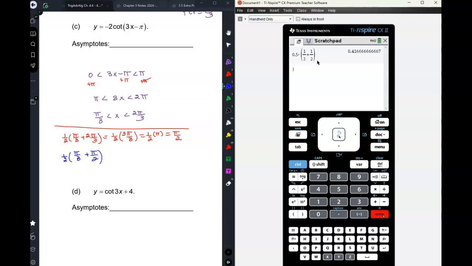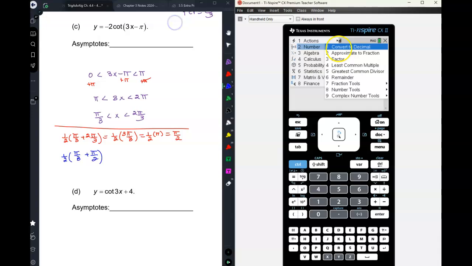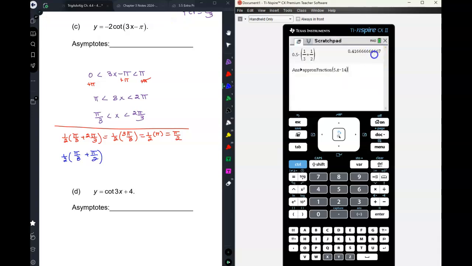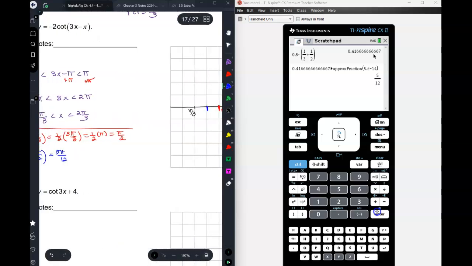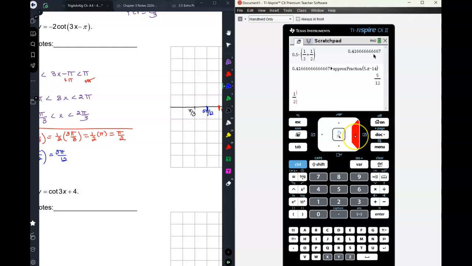Now, when you get this, how do you make it into a fraction? Do you guys know how to make it into a fraction? No, so you're going to go to menu, number, approximate to fraction, right? So then it's 5 over 12. Yeah, if you put 1/2, it'll give it to you like that. So now let's do that.